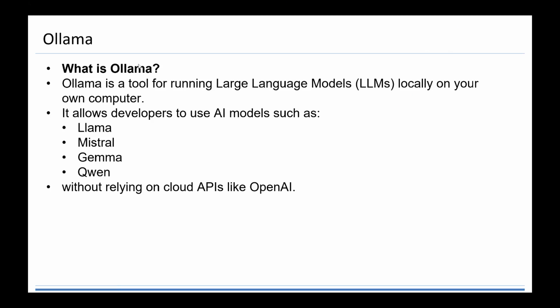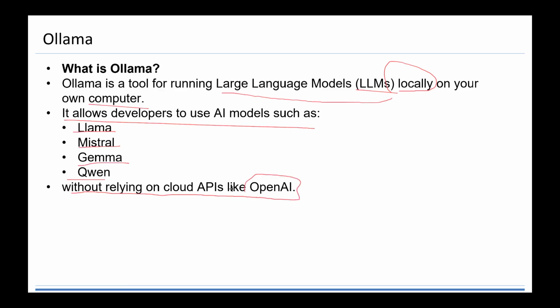So what is OLLAMA? So OLLAMA is a tool for running the large language model. So we are using the LLM. And this will run locally. So it means you will use your own computer to run the LLM. So it allows developers to use any AI model such as LLAMA, Mistral, Gemma, and Qwen. And it is the good thing, we can use this LLM without relying on the cloud APIs like the OpenAI.